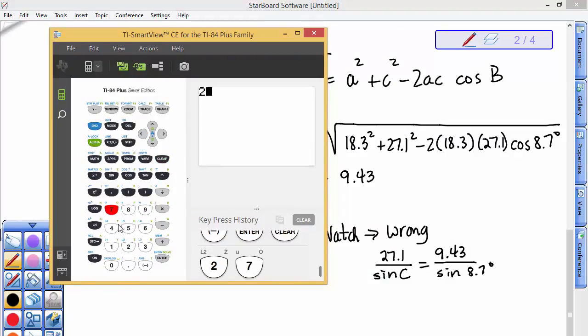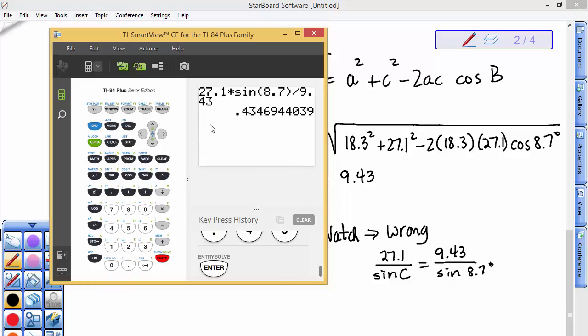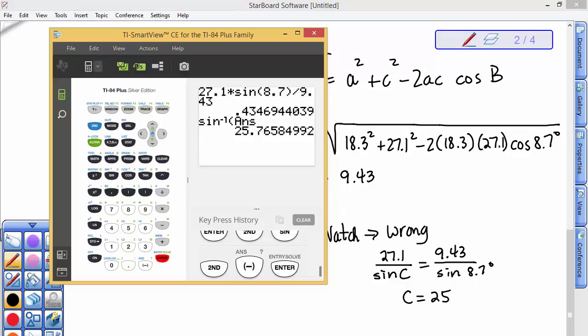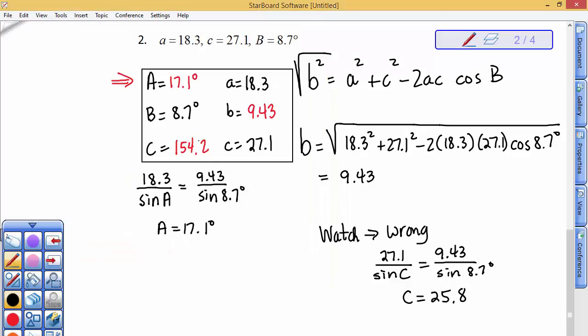So 27.1 times the sine of 8.7 and then divide it by 9.43 would have given me a ratio for the sine of angle C. And if I went second sine, second answer to get that angle for angle C, I'd have gotten 25 point, it must have been 0.8 or something like that. Yeah, 25.8 degrees. Look, the actual answer for angle C was 154, not 25.8. So angle C turns out to be an obtuse angle, an angle that's much bigger than 90 degrees.